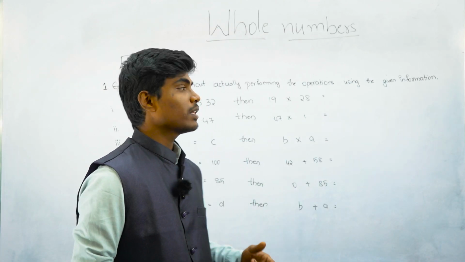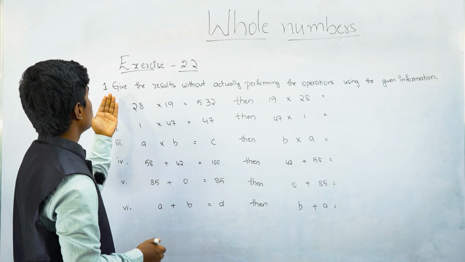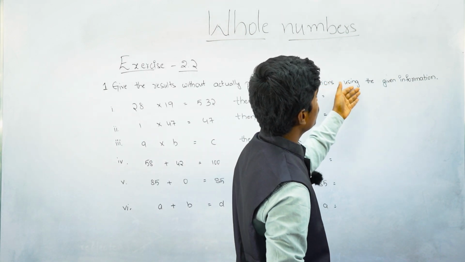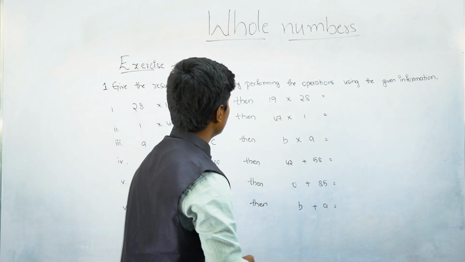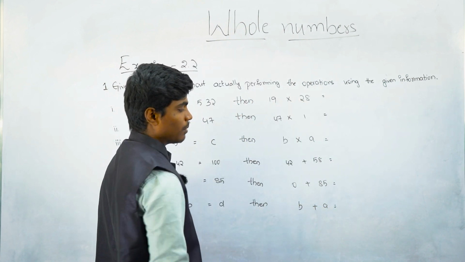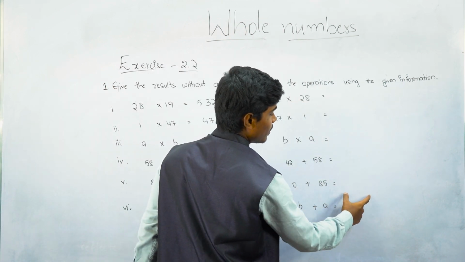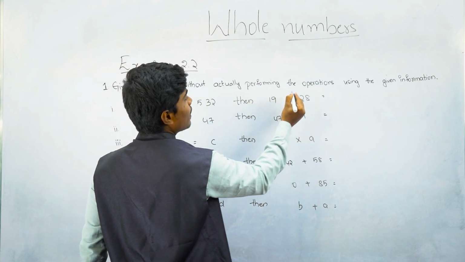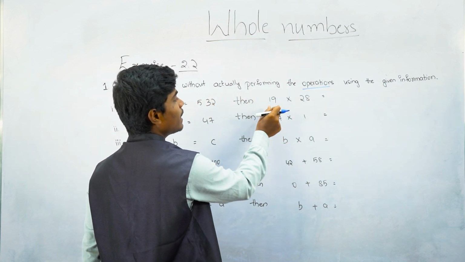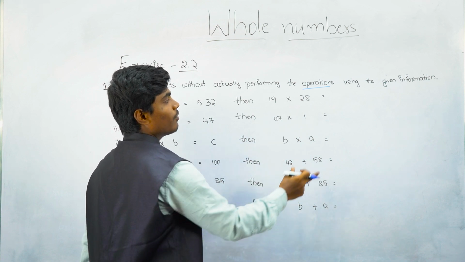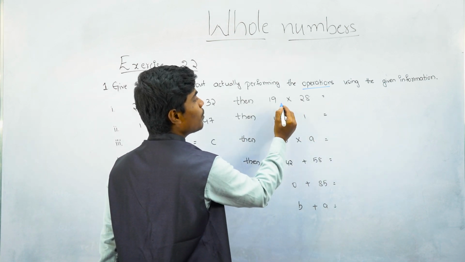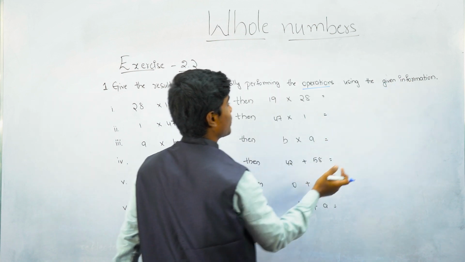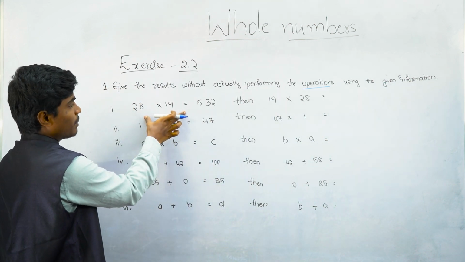Now, let's start solving the problems of exercise 2.2. First one, give the results without actually performing the operations using the given information. Here, he gave some problems and he wants us to find the results, but without using actual operations. See, here he gave 19 into 28. We have to find the answer without performing the multiplication of two numbers. Here he gave some information.